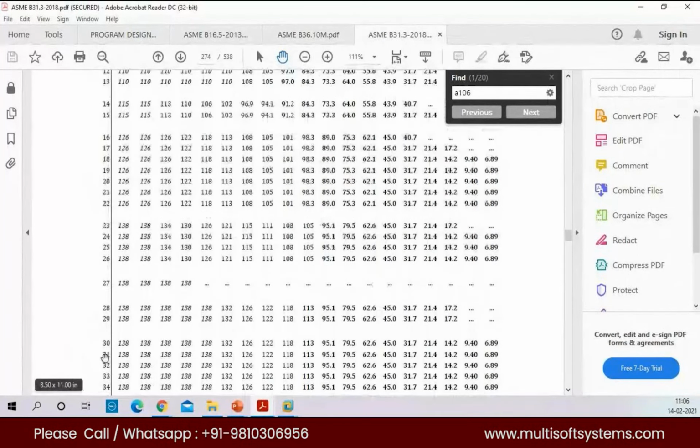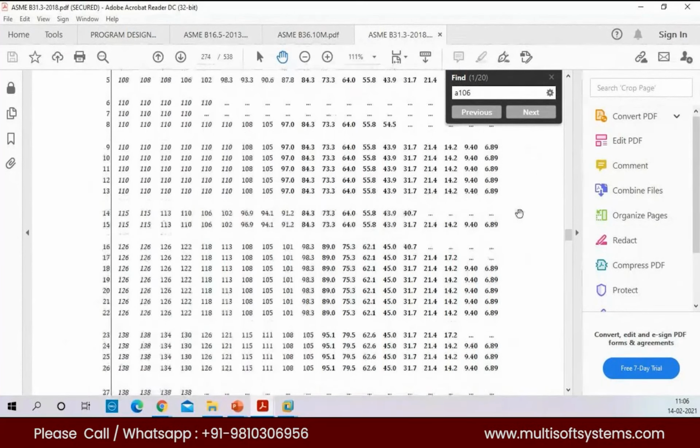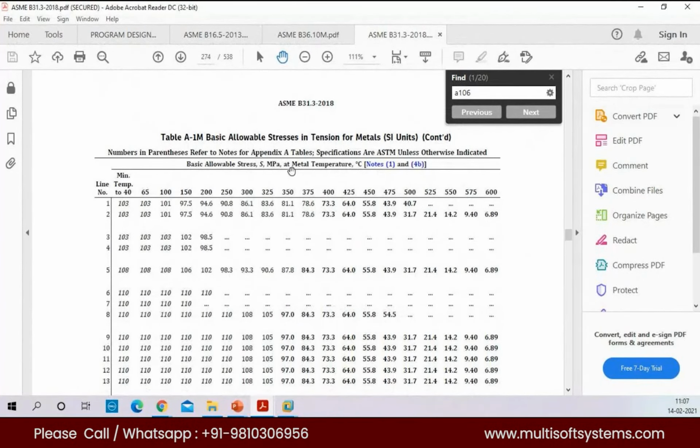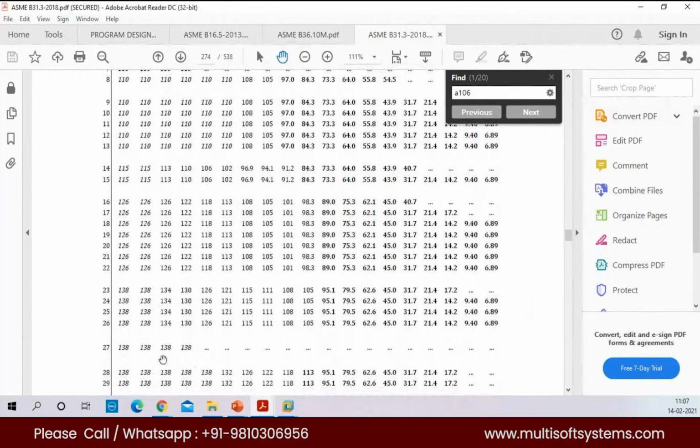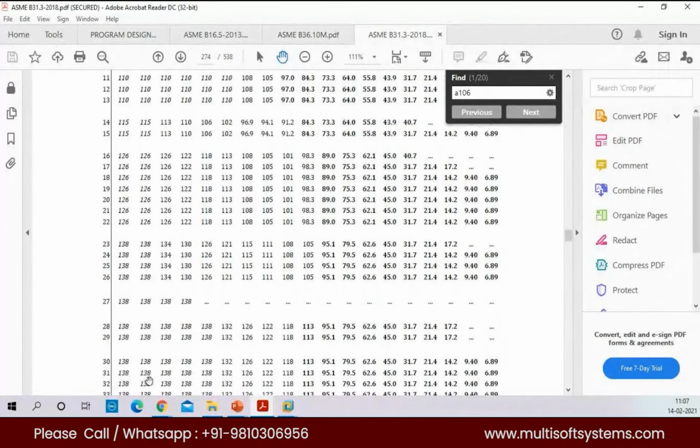For this 31, the allowable is given in megapascals, the basic allowable stress for each temperature: up to 40 degrees Celsius, the minimum temperature to 40 degrees Celsius, and 65 degrees Celsius, 100 degrees Celsius, 150, 200, like that it goes on. For A106 Grade B material, the allowable is 138 megapascal. This is the allowable limit. We have to do the stress analysis and maintain stresses less than this allowable. Like that, we are going to do the stress analysis in Caesar.